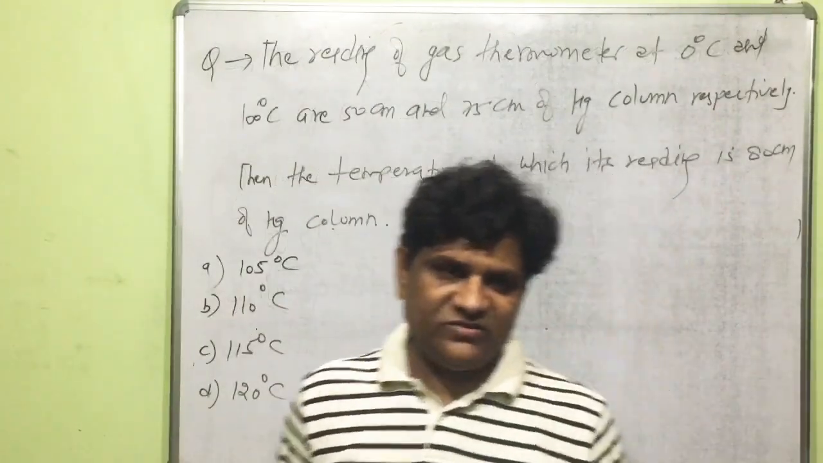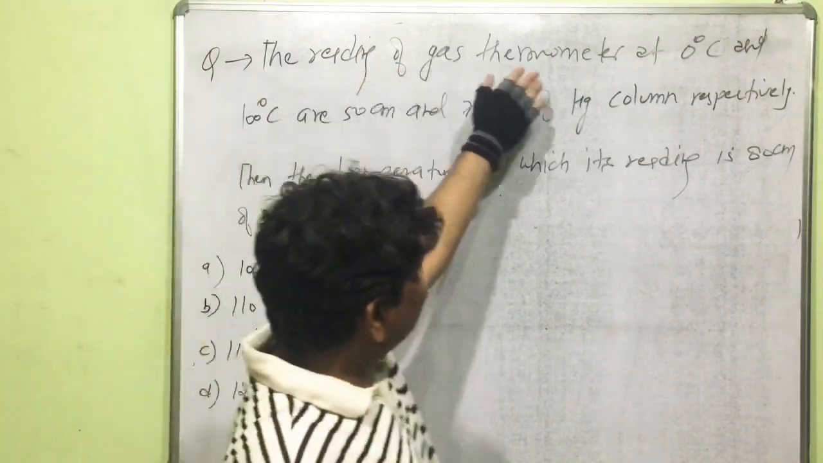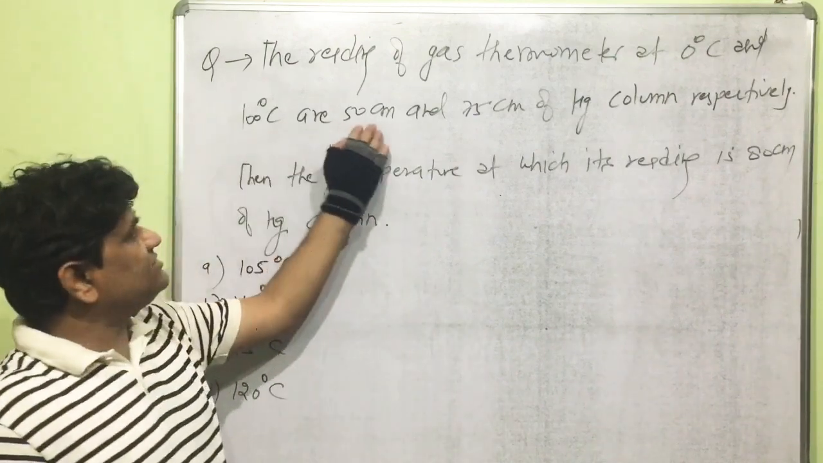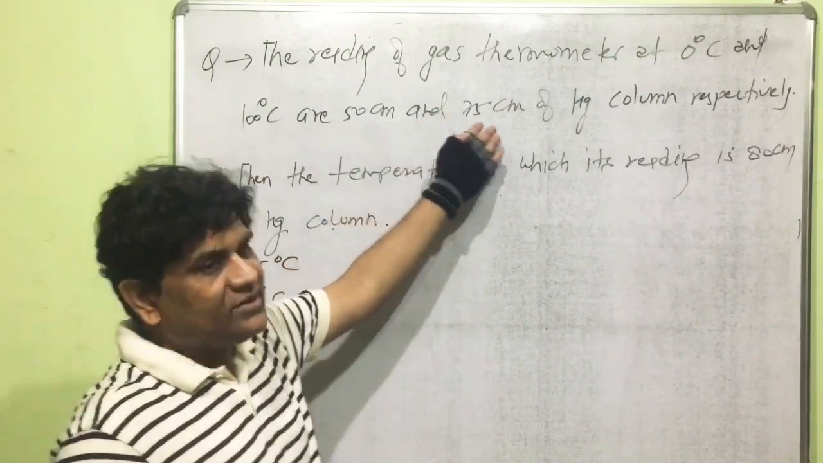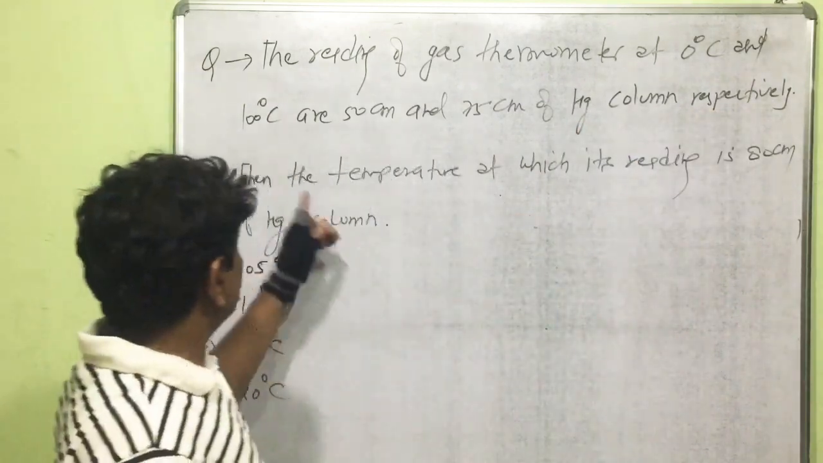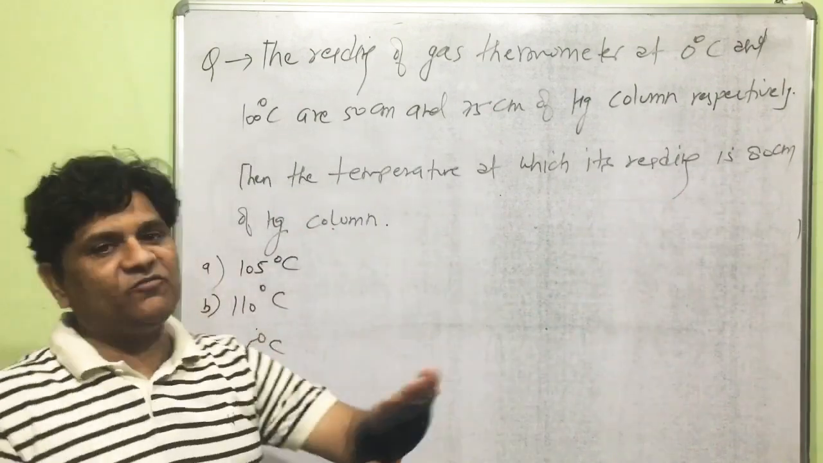Okay, now a few numericals. One numerical we have taken on the board now. The readings of a gas thermometer at 0 degrees Celsius and 100 degrees Celsius are 50 centimeter and 75 centimeter of mercury column respectively. Then find the temperature at which its reading is 80 centimeter of mercury column.